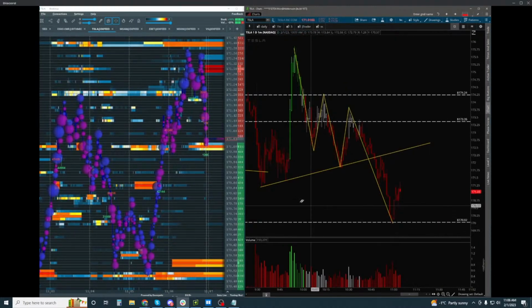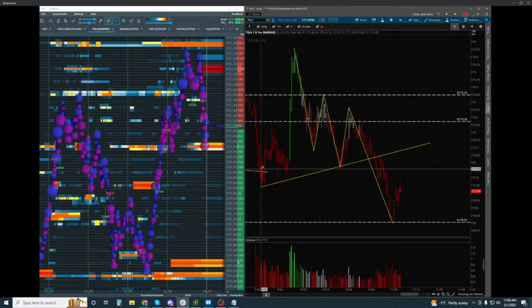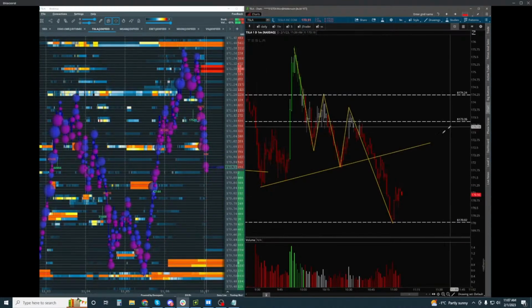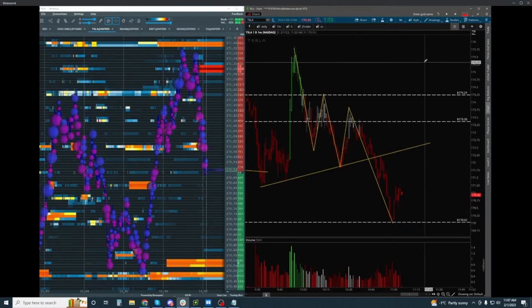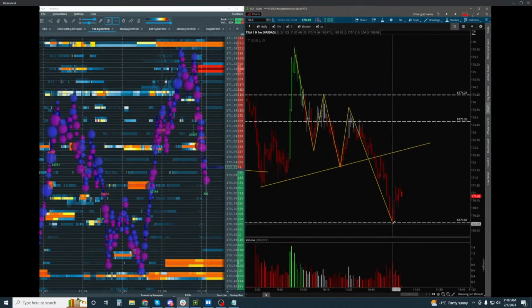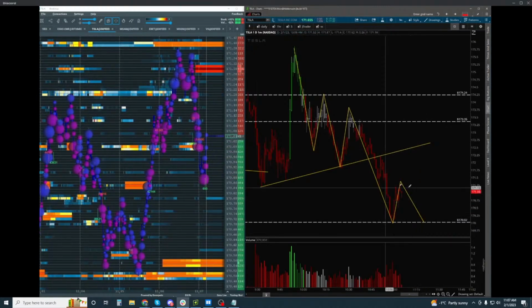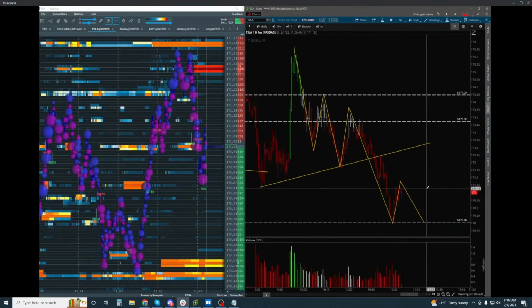scenario. Only on the reclaim over here, 172, this level over here, and a sequence of higher lows, I will start looking for long. For now, we're just looking over here for possible levels. We're short, enjoying the trend.